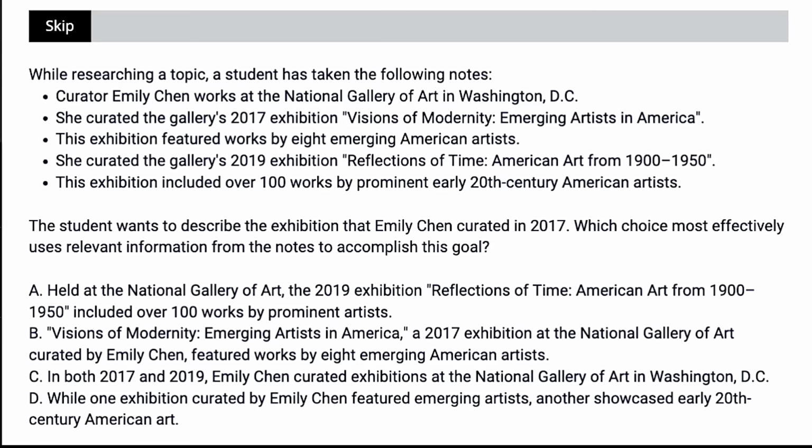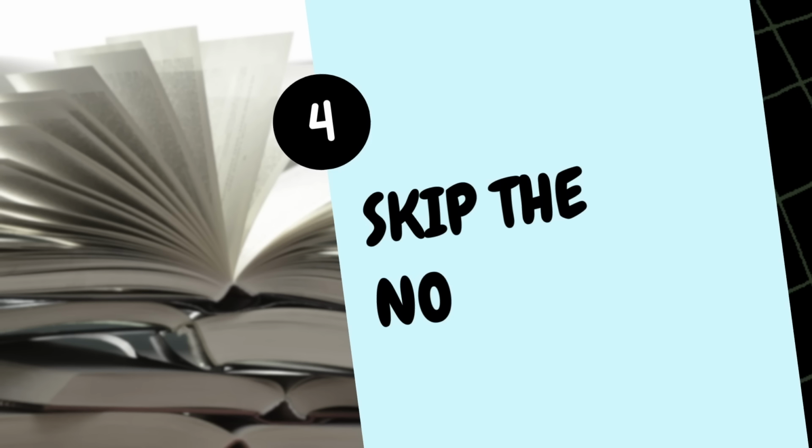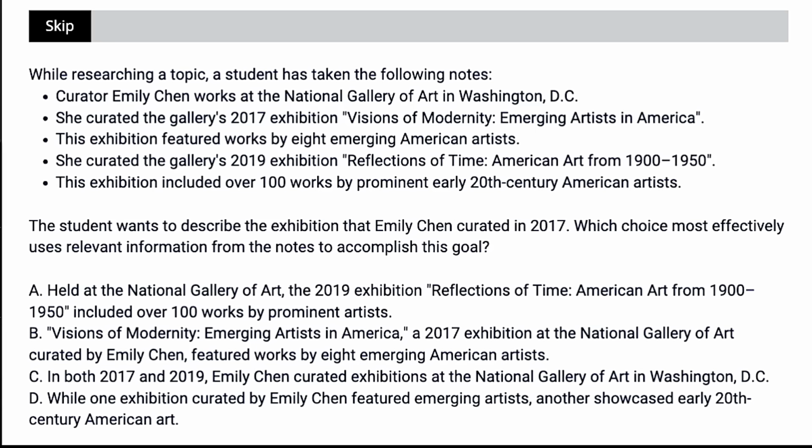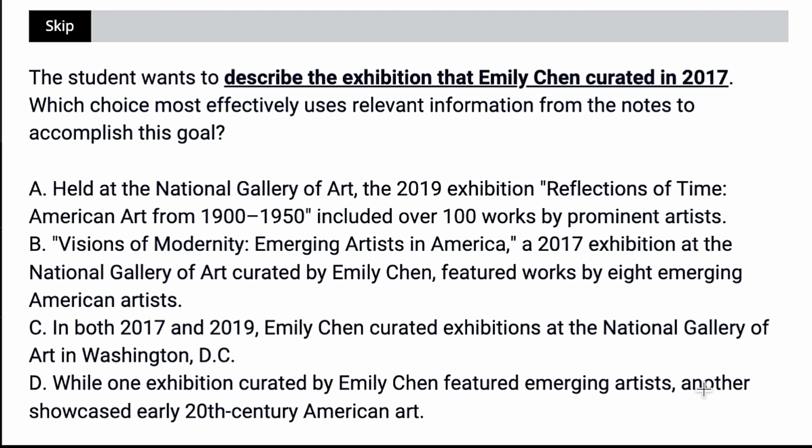The last type of writing question you're going to come across are these rhetorical synthesis questions. And my fourth English tip is to skip the notes on these guys. So here we're going to go ahead and ignore all of these notes and just focus on the goal. So let's move along where we have a little bit more room here. Much better. And the goal is to describe the exhibition that Emily Chen curated in 2017.